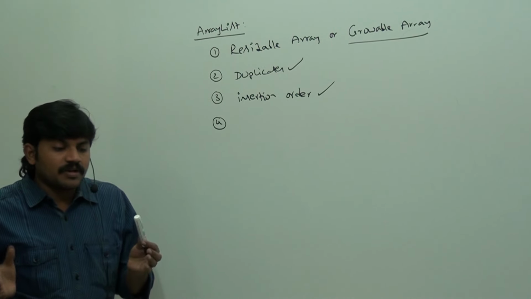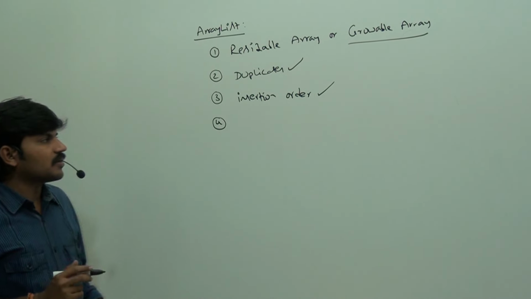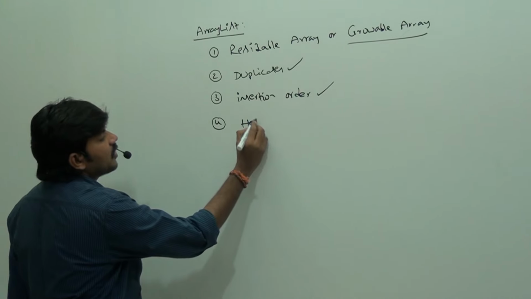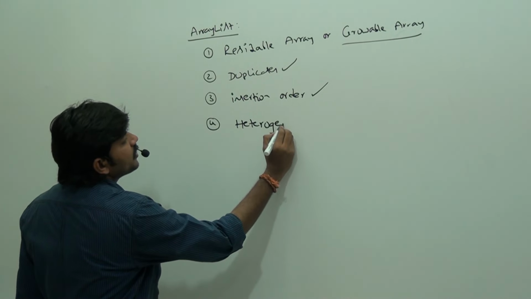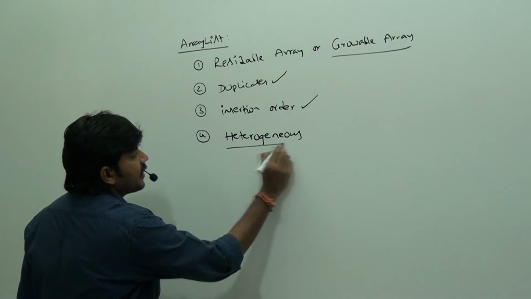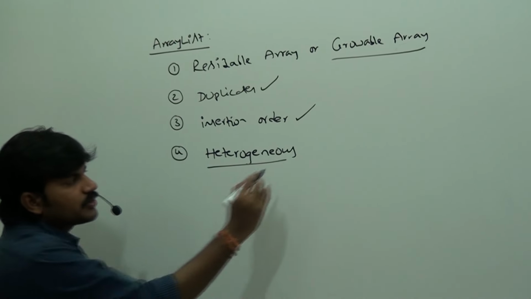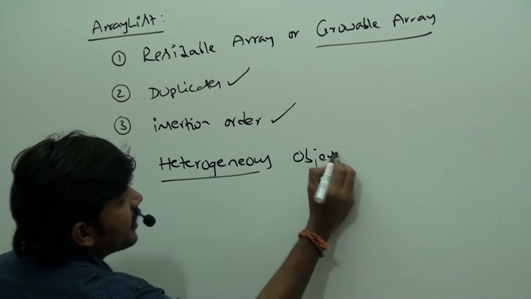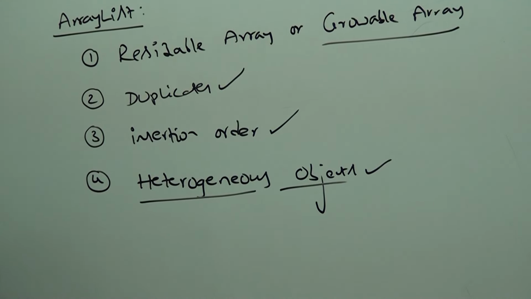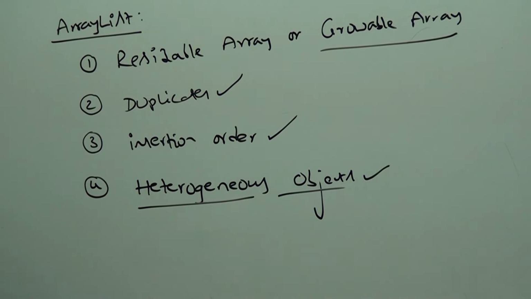Next, is it possible to insert heterogeneous objects or not? I want to insert different types of objects. Possible or not? Yes. Heterogeneous means what? Different data types, different types of objects. Heterogeneous objects we can happily insert, there is no problem at all. Heterogeneous objects are allowed.